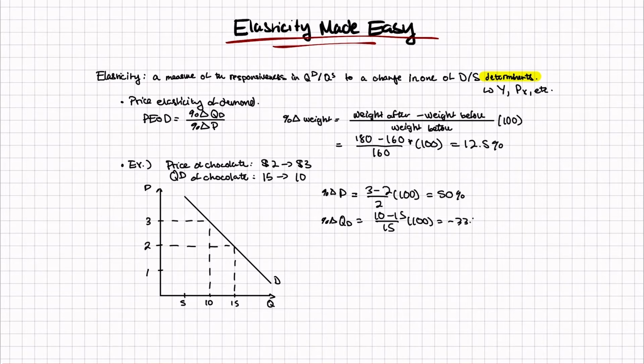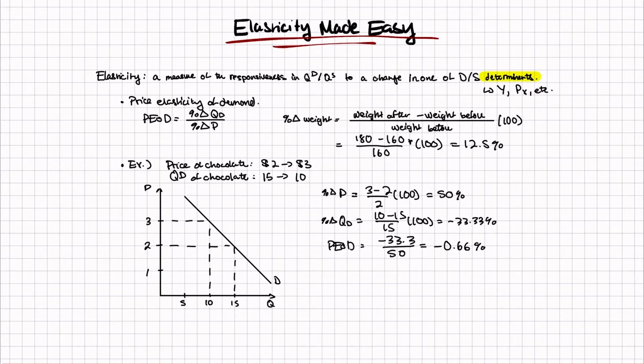I can now calculate price elasticity as the ratio of percentage change in quantity demanded to percentage change in price. In this case, negative 33.3% divided by 50%. That gives negative 0.666 repeating. Well, what does this number mean?